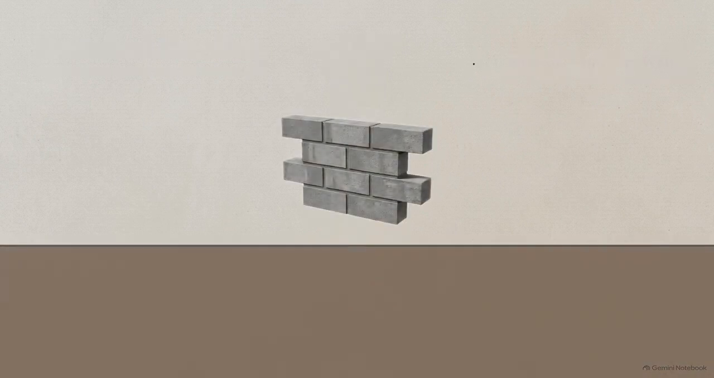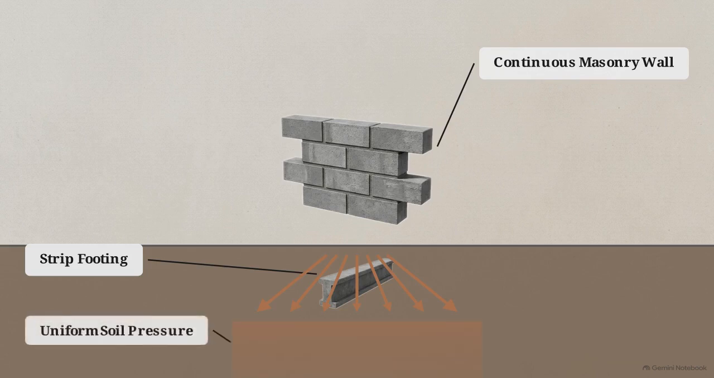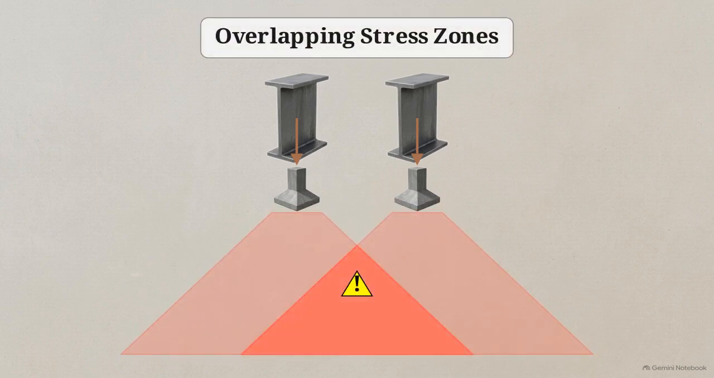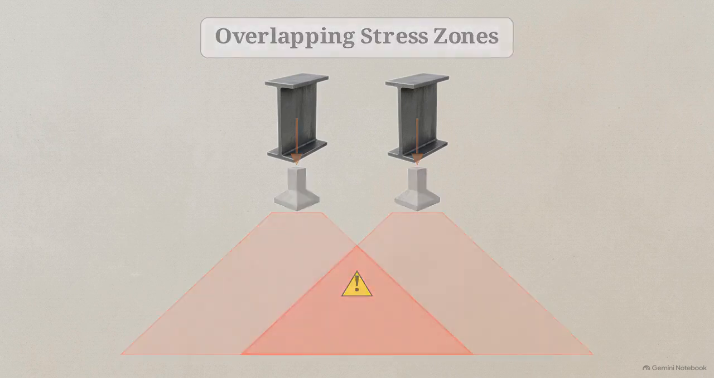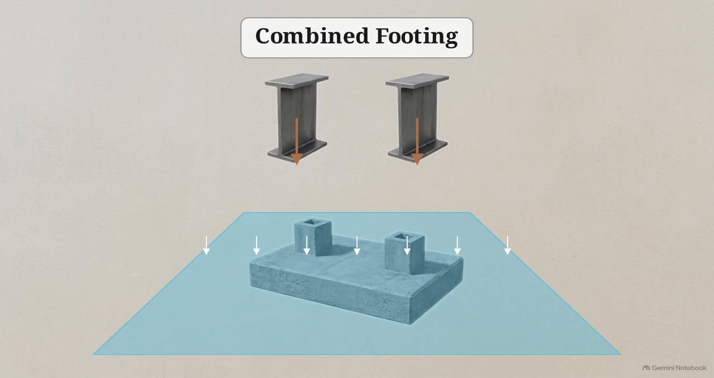What if you aren't supporting a solitary column, but a heavy, continuous masonry wall? You use a strip footing. Stretching the foundation geometry into a continuous track beneath the wall ensures weight is dispersed evenly, preventing one section from settling faster than another. Imagine two columns located so close together that their underground pressure zones overlap, dangerously overloading the soil. Instead of separate pads, engineers design a combined footing. Merging both columns onto a single rectangular concrete base safely balances and redistributes the overlapping forces.